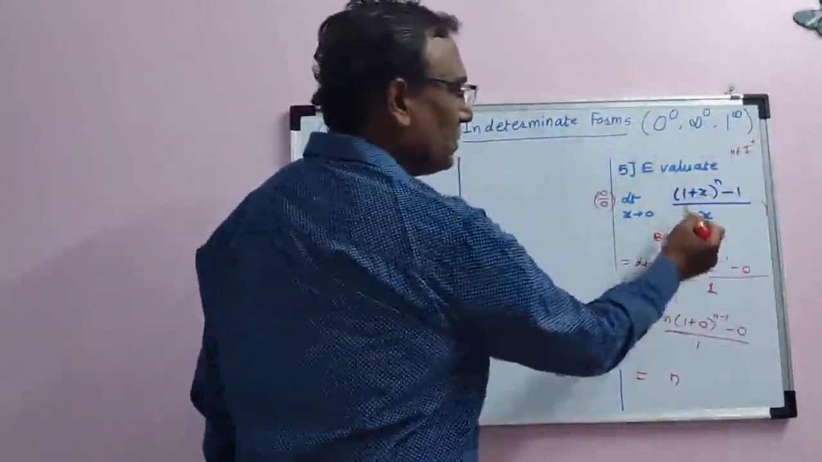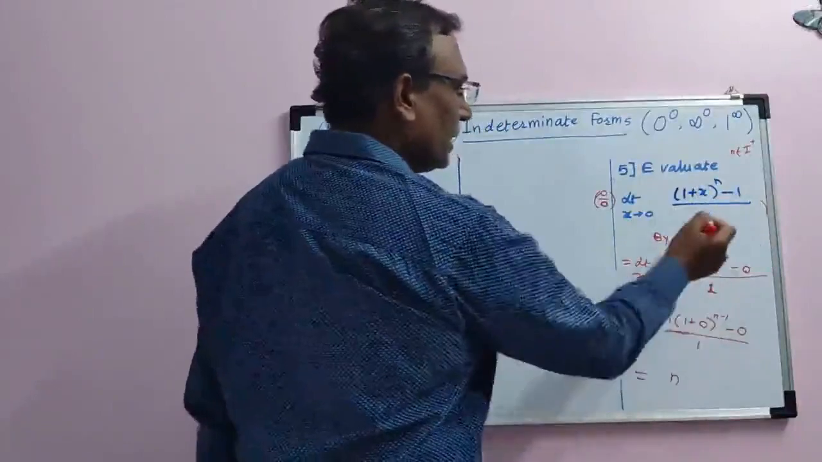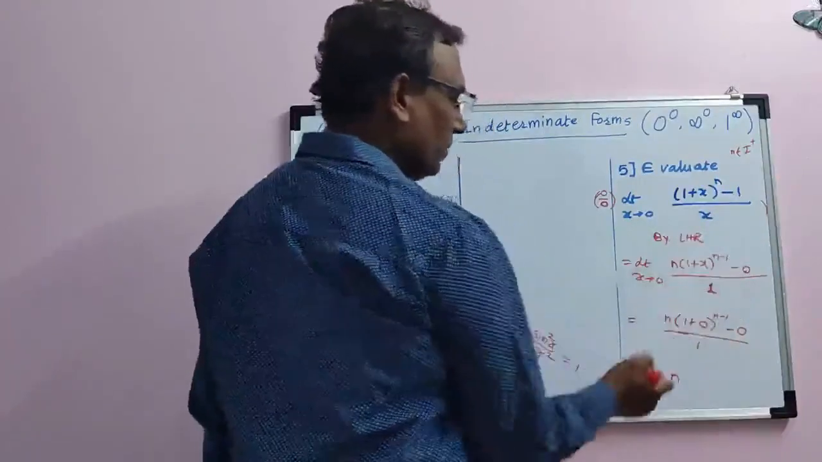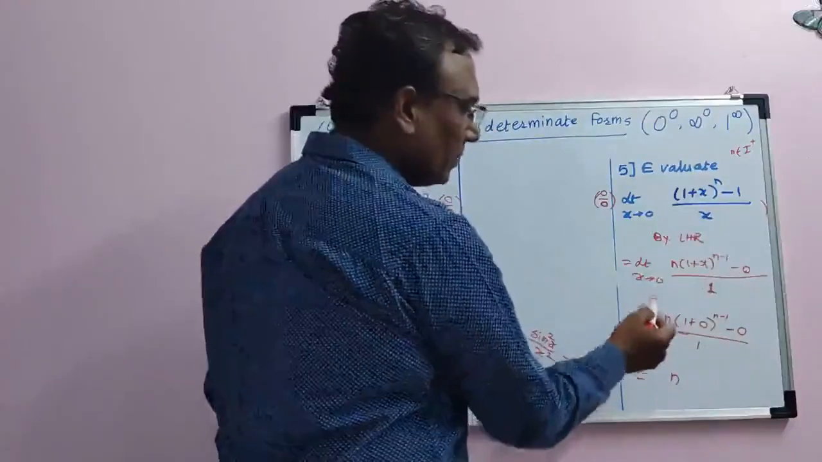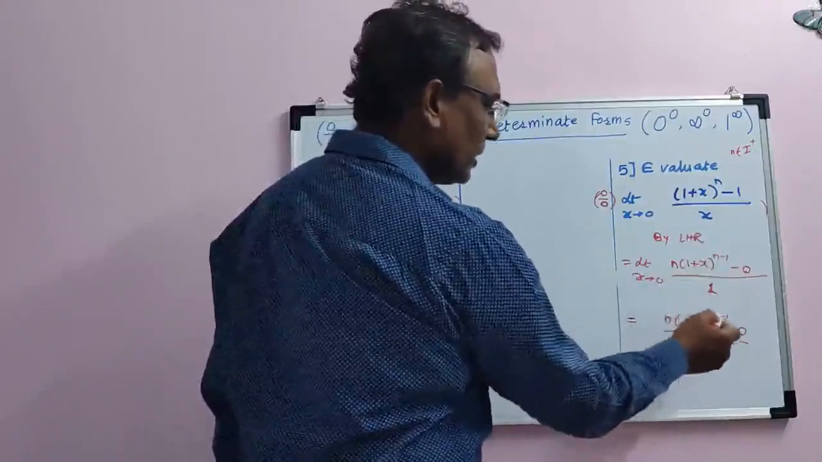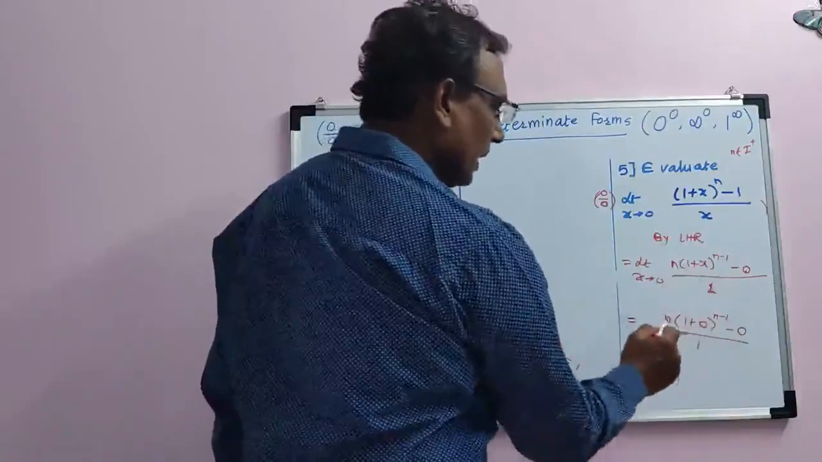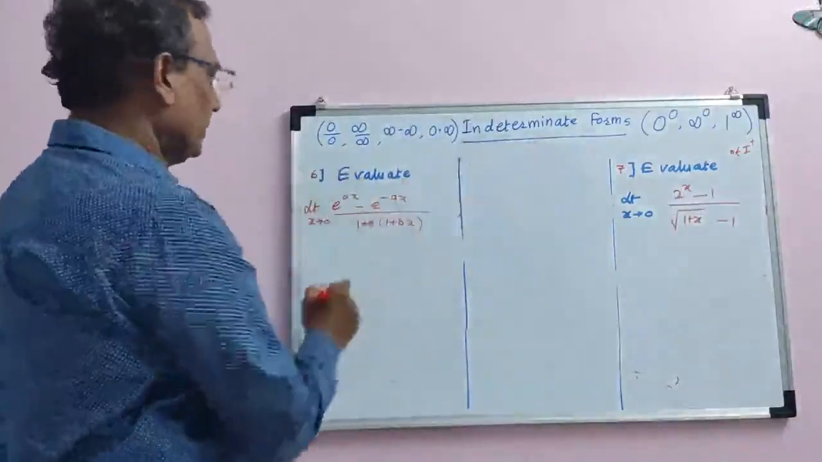Apply L'Hospital rule, means take derivative of this term. Derivative of minus 1 is 0, derivative of x is 1. Now 1 is there in the denominator, we don't have a variable, so put x equal to 0 in the next step. If you put x equal to 0, 1 raised to n minus 1 is 1 and n into 1 is n. Now 6th and 7th one.